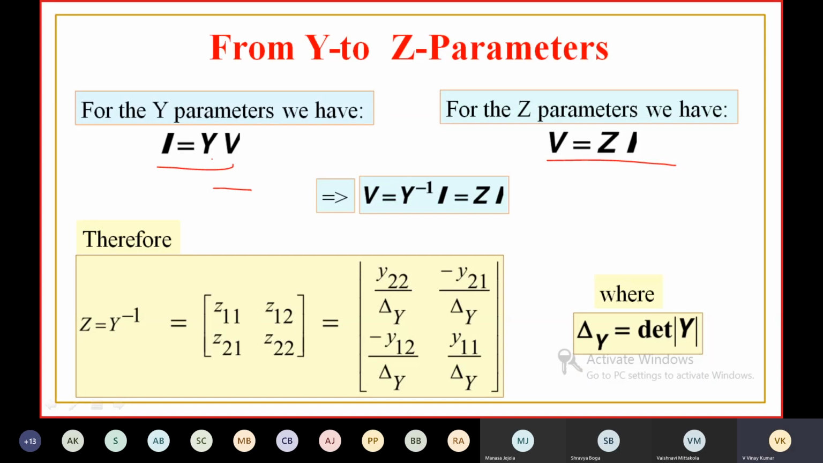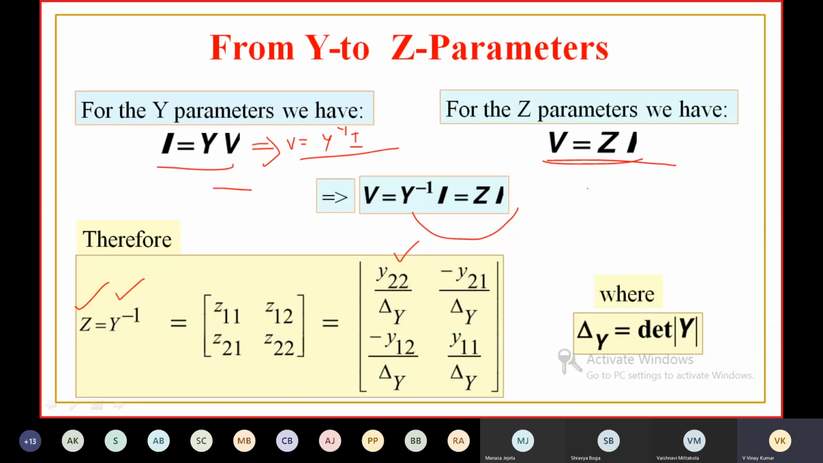Okay, here I is equal to VY, which means V is equal to Y inverse I. Here V, here also V, so you make these two equal. Then Y inverse I is equal to Z into I, which means Z is equal to Y inverse. So here Z, meaning Z11, Z12, Z21, Z22, is equal to Y inverse.